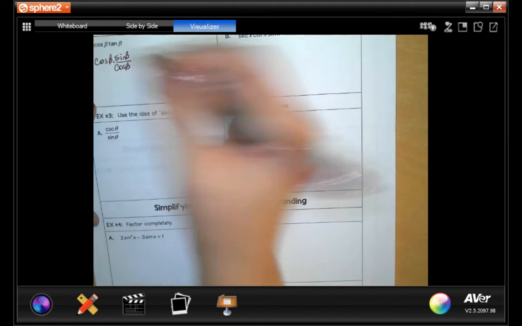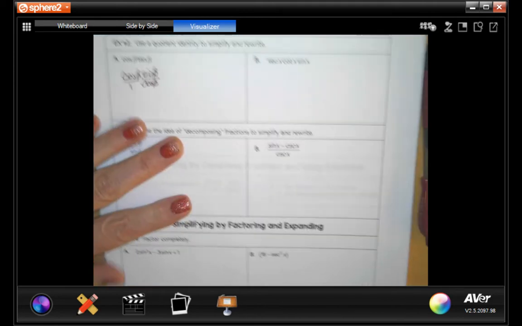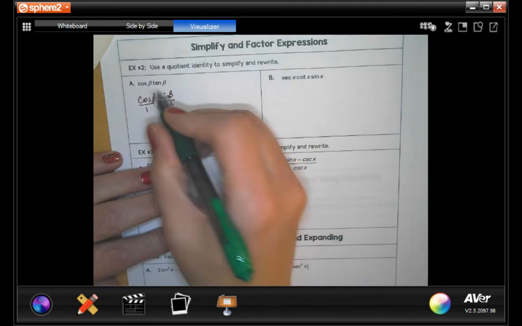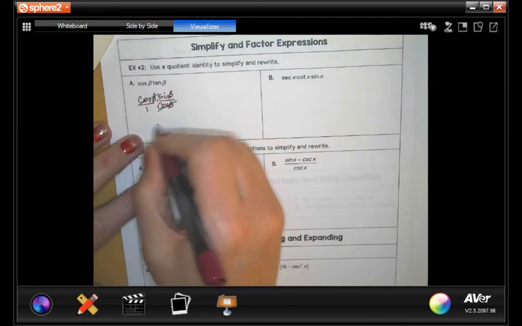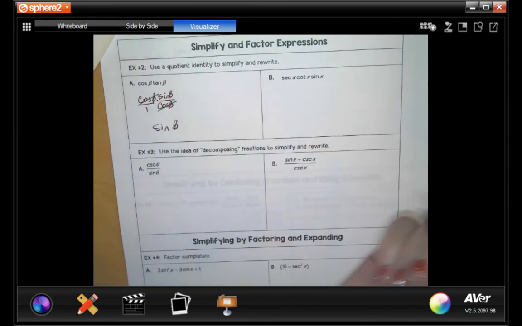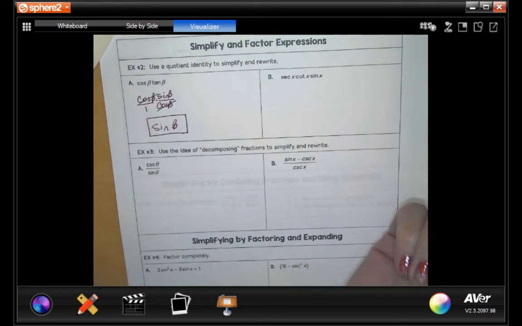Now these two things are multiplying, right? So if I put cosine beta over 1, the good thing about this is now the cosines are going to cross off, and we are left with sine beta. So we have simplified that. Usually when we simplify, we get it down to one operation, which is what we have there.